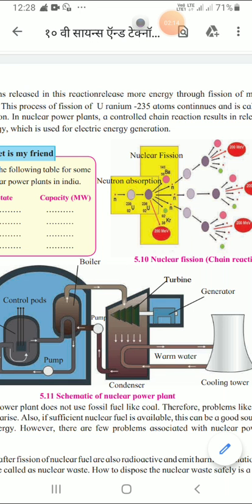Fission means to split the nuclei of atoms like uranium or plutonium, which is used to generate steam of high temperature and high pressure. The energy in the steam rotates the turbine, which in turn drives the generator, and then electricity is produced. So, this way, in this power plant based on nuclear energy, production of electrical energy takes place.